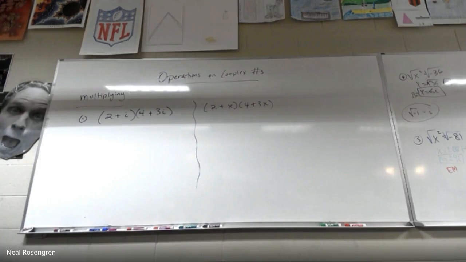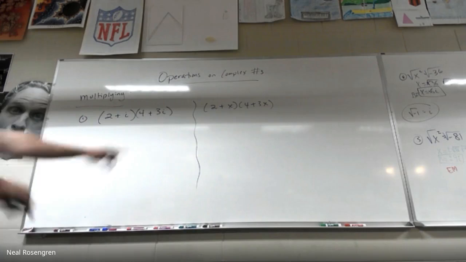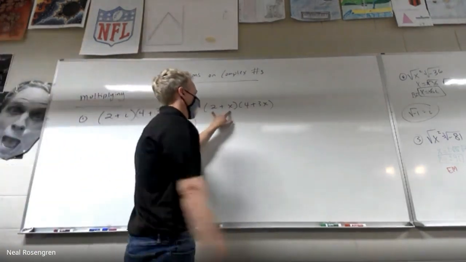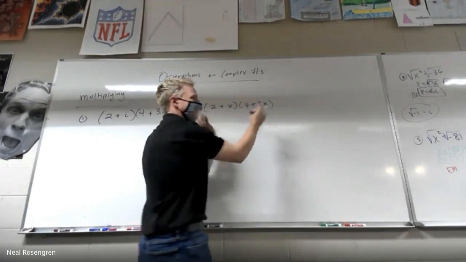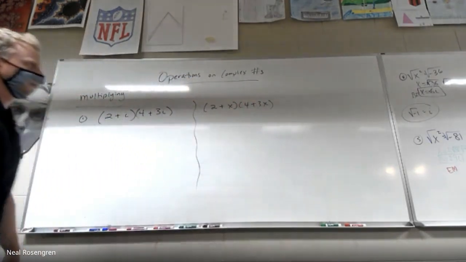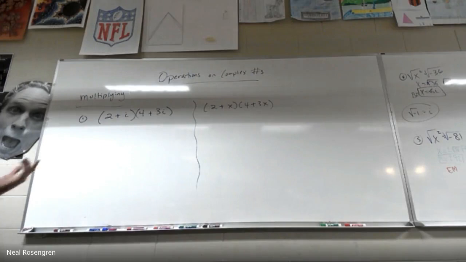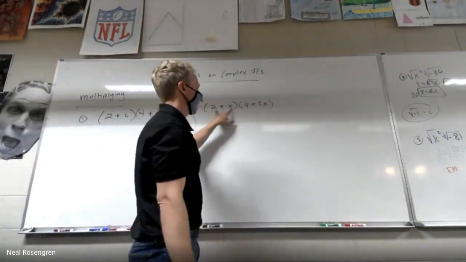And now, how do we do that? We've got 2 things in here. We've got 2 things in here. And we're trying to multiply them together. How do you multiply a binomial times another binomial?